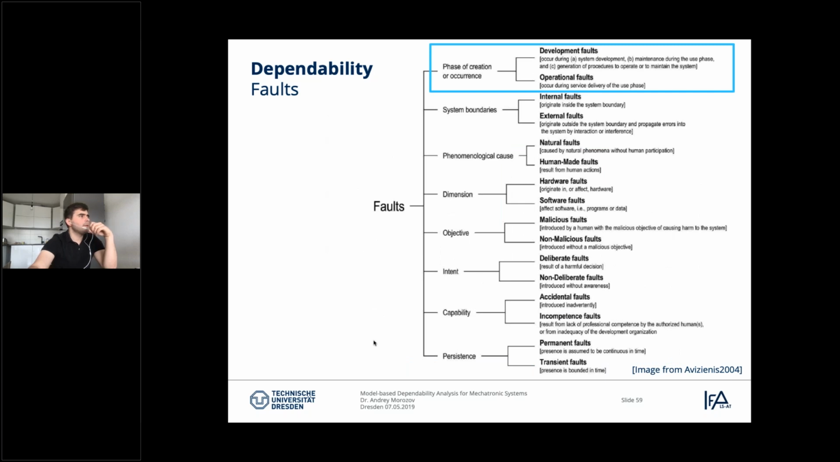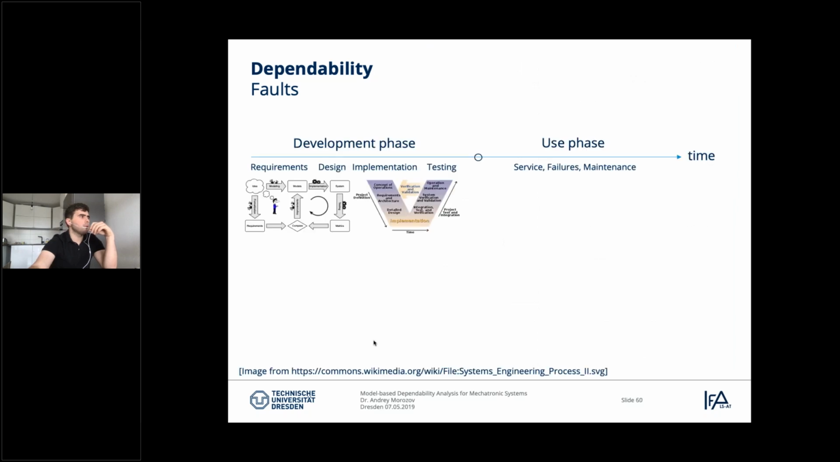Let's go through these classifications again. Well, the first classification is phase of creation. According to the phase of creation, it's either development faults or operational faults, because first we develop the system and then we use the system. And everything that happens in the development phase is stated here. You remember this thing, or this sweeper. And everything that happens during the use phase happens here.